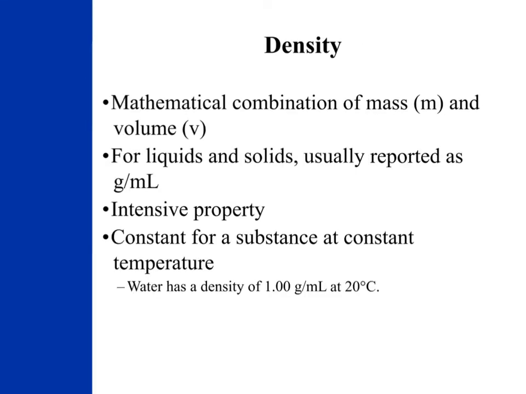So now we're getting to density, which is what we're actually going to be determining for our aluminum foil. We're going to use the mathematical combination of mass and volume. In general, for most liquids and solids, it's reported in grams per milliliter. Density is an intensive property, meaning it doesn't matter if I have 10 mLs, 100 mLs, or 1 liter of something. If it's the same solution, the density will be the same as long as the temperature is constant. For example, water has a density of 1.00 grams per mL at 20 degrees Celsius. This does change with temperature, but only slightly.